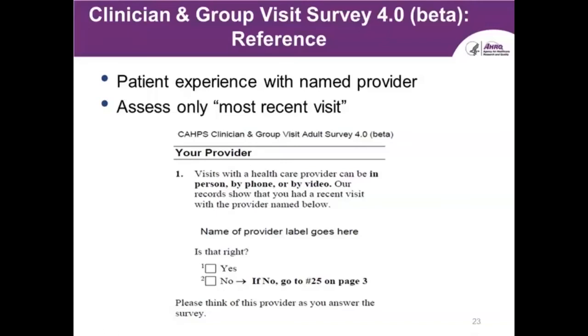The survey assesses the patient's most recent visit with that named provider. This prompts the patient to report about a single encounter, describe the mode of that visit, so in person, by phone, or by video, and respond to questions about their experience during that specific visit. The visit survey does not ask about patient experiences with asynchronous care, for example, remote monitoring, or patient and provider interactions that are not in live time, such as emails, texts, or other interactions that happen through an electronic portal.